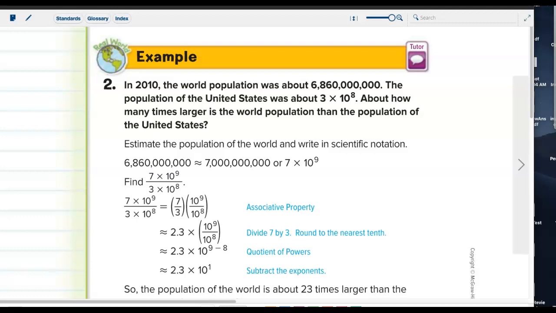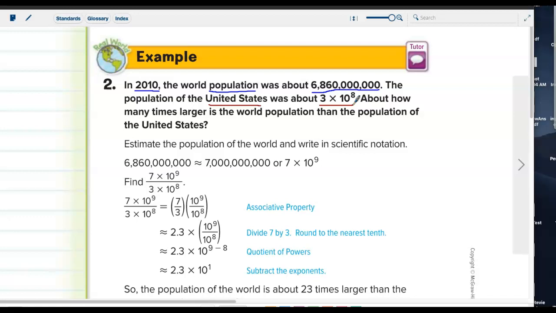Okay, so let's go through and underline our important facts. What's something that you think we're going to need to know? Autumn? Okay, so in 2010, the population was about 6,860,000,000. Okay, what else do we need to know? Tristan? 3 times 10 to the 8. Okay, in the United States, it was about 3 times 10 to the 8th. What else?